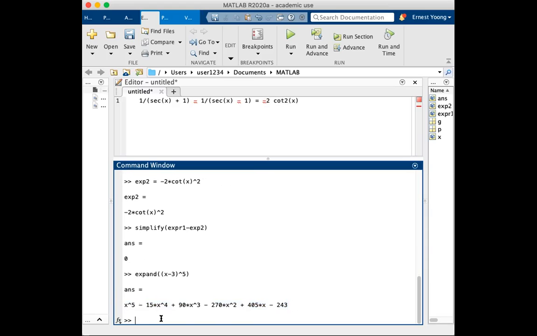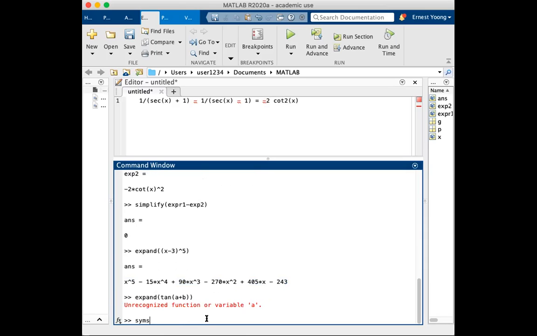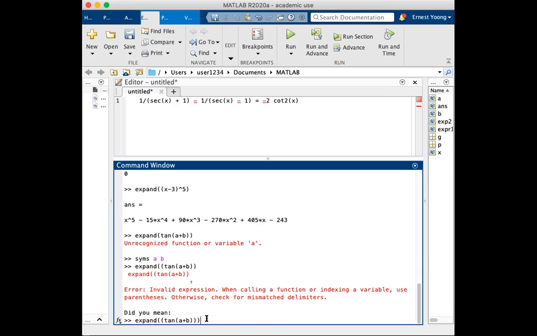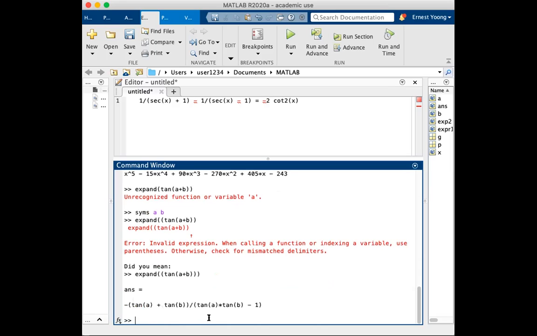So it's very convenient. Next, let's say I want to expand a trigonometric identity, tangent of A plus B. You know what tangent of A plus B is? So expand tangent of A plus B. Sorry, I forgot the extra bracket. So I expand the tangent of A plus B, and I get this identity. So Matlab helped me to prove another identity.